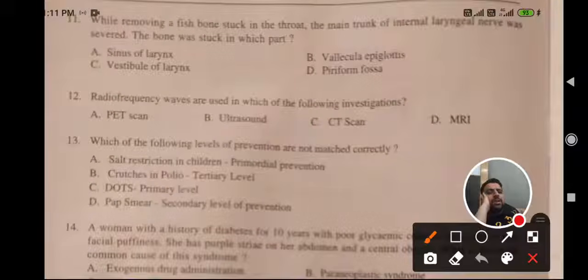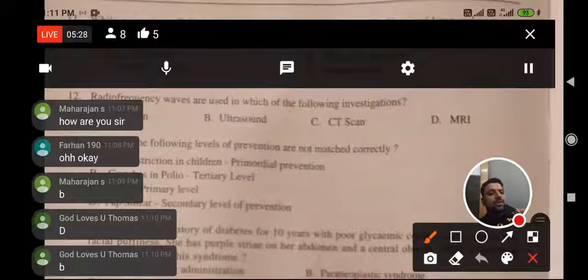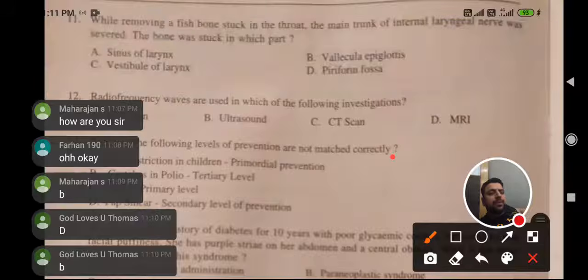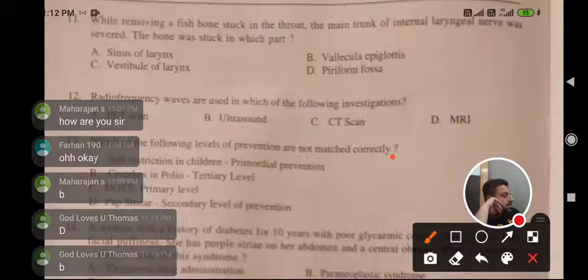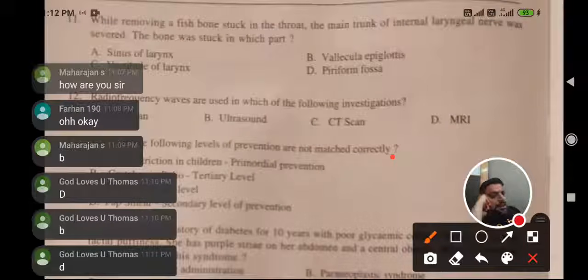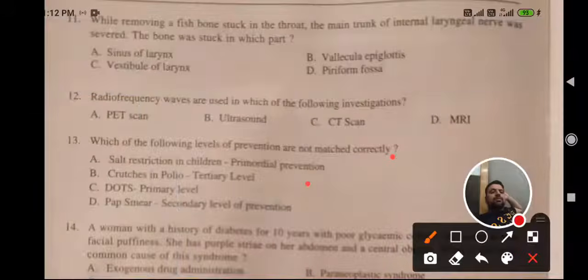While removing a fish bone stuck in the throat, the main trunk of the internal laryngeal nerve was severed. The bone was stuck in which part? All four options are in front of you. So, where is the bone stuck? The bone is stuck in the piriform fossa. Bone is stuck in piriform fossa.